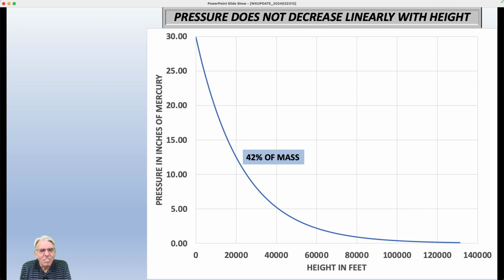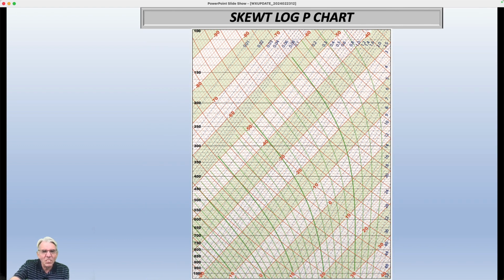So by the time we get to 20,000 feet, we have already eliminated 58% of the mass of the atmosphere. 58% is below that level, 42% is above it. Then, by the time we get to 40,000 feet, we only have 17% of the mass of the atmosphere above us and 83% below us, okay? And then as you can see, the line begins to sort of flatten out, and so you can go up a great distance at high altitudes and not decrease the pressure all that terribly much.